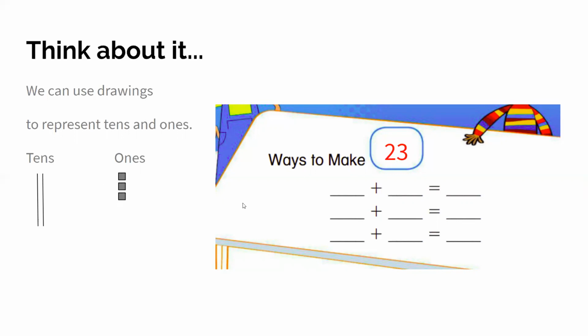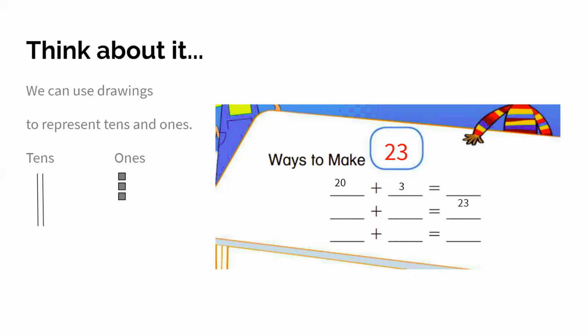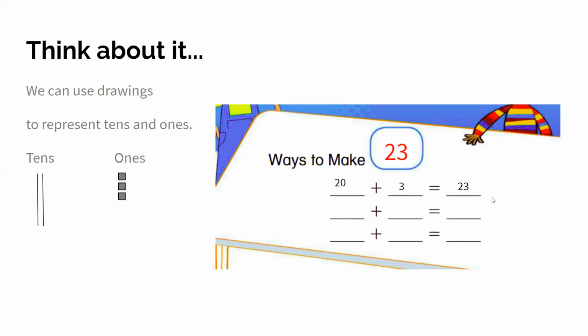Now, because we see 2 tens and we see 3 ones, we can actually utilize a strategy that we learned yesterday, which was expanded form. Expanded form was where you took a number like 23 and you stretched it out. You stretched out the tens and you stretched out the ones, and you made an addition problem. And so for 23, it would look like this. 20 plus 3 equals 23. You've got your 2 tens, which is the 20. You've got your 3 ones, which is the 3. And then 23 is what that equals.